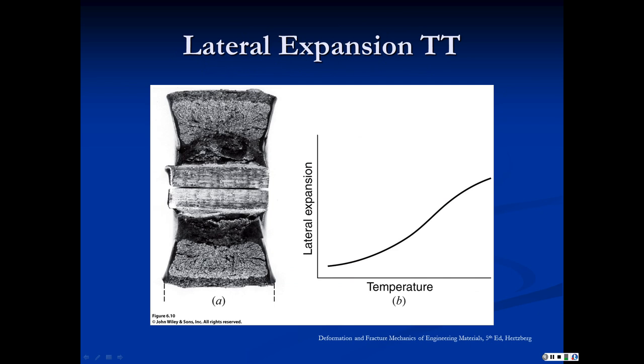Now, if we do the lateral expansion analysis, you're actually measuring, you're all doing this in lab, how much wider the specimen is. And the wider it is, the greater the ductility. And so you'll get a plot like this. And then usually there is a specified amount of lateral expansion that defines the ductile to brittle transition temperature.